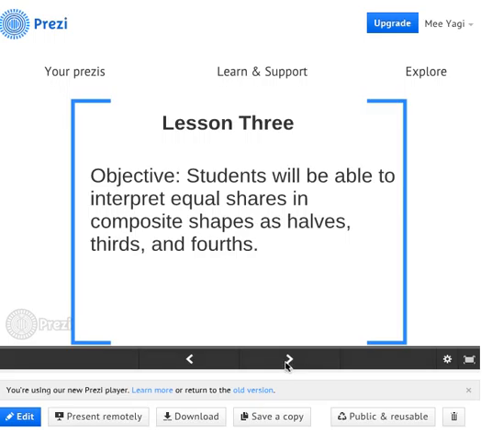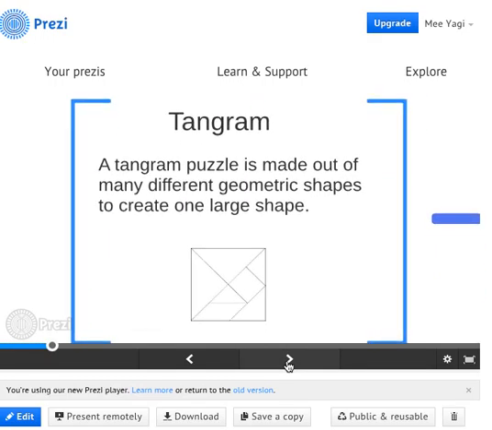Let's do a quick review on our last lesson. In our last lesson, we talked about tangram puzzles. A tangram puzzle is made out of many different geometric shapes that create one large shape. In our case, a square. When we combine shapes to create a new one, we are actually creating a composite shape. I hope you had fun constructing many different shapes.